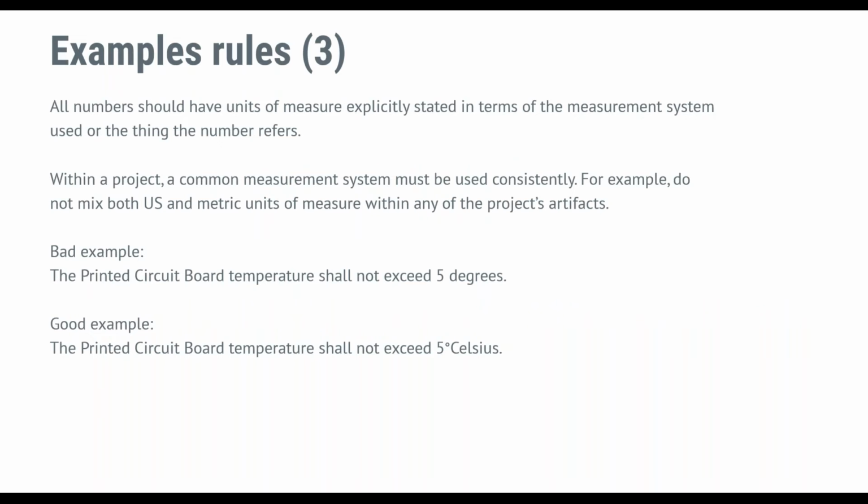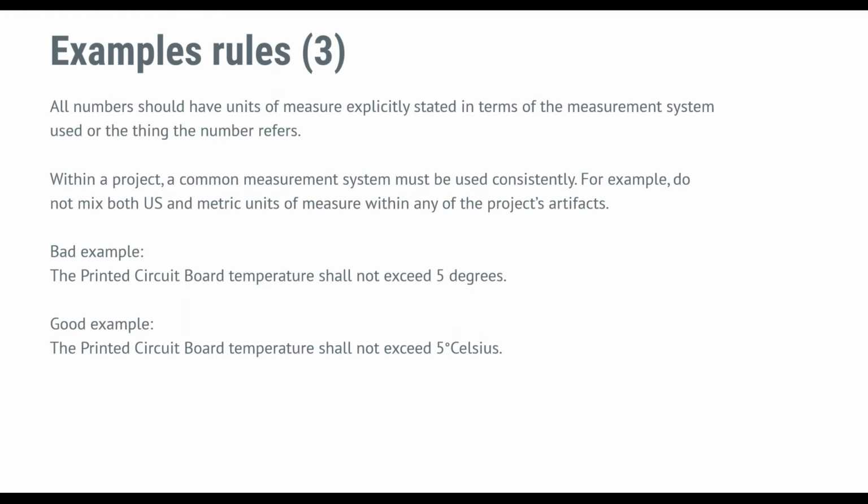A last example of the 36 rules, and obviously there are many more, as you know, is that all numbers should have units of measure explicitly stated in terms of the measurement system. So don't just refer to, for example, degrees, as in this example, because that could be Kelvin, Celsius, or Fahrenheit. And so make sure you include the full unit.